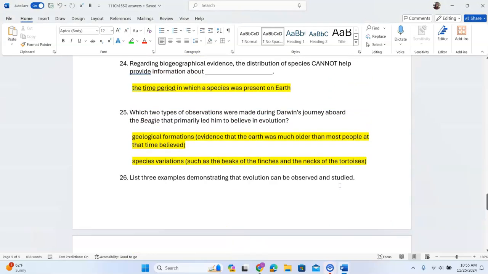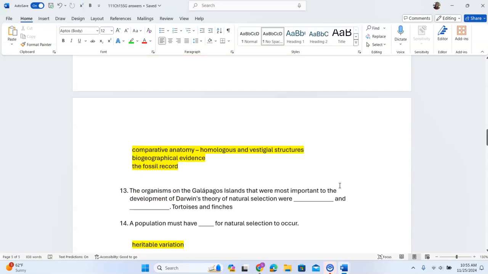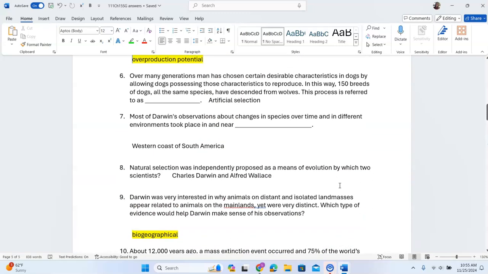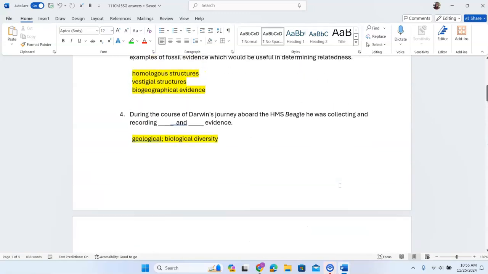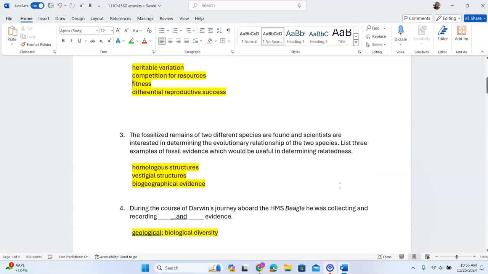We're going to finish up now the Chapter 15 study guide. We've covered the Chapter 15 slides, so I'm going to go back and go over the ones that we skipped.